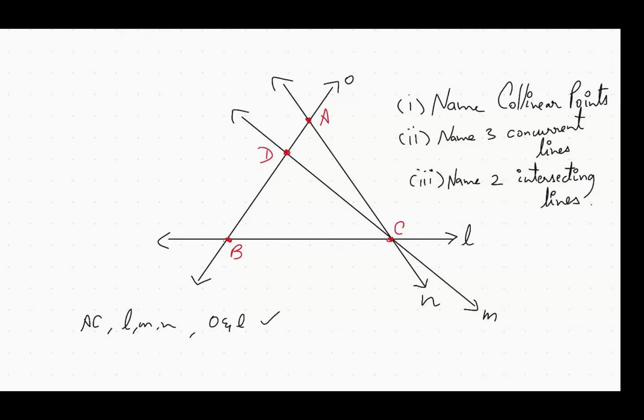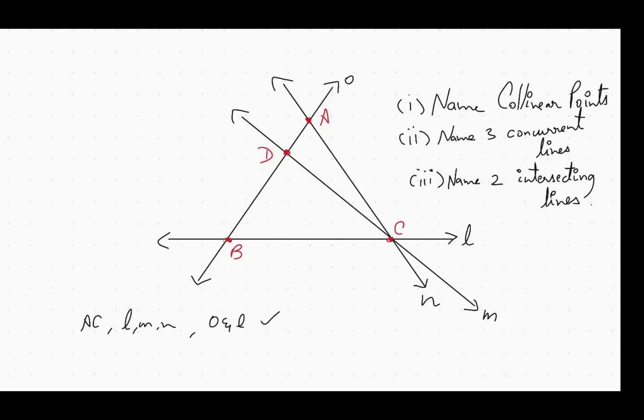Ma'am, can the answers to this question be different for all of us? Yes, they can differ. That's what I'm telling you. Because it has a lot of collinear points, concurrent and intersecting lines can be anything.